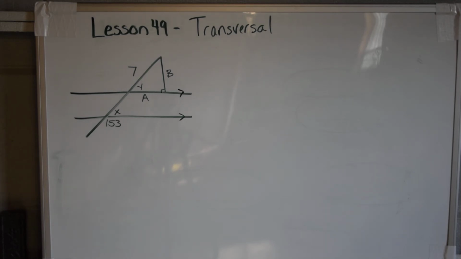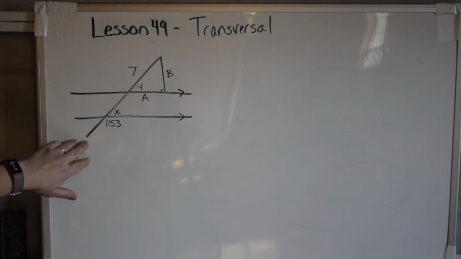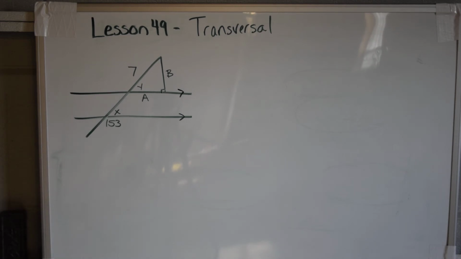Lesson 49, Part 2, we're dealing with transversals and trigonometry. So we're taking two concepts we've learned previously and combining them in this lesson. We'll start with our two parallel lines cut by a transversal. That will create pairs of congruent angles.